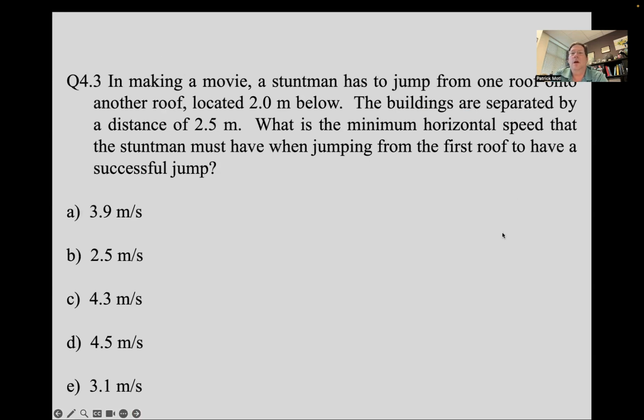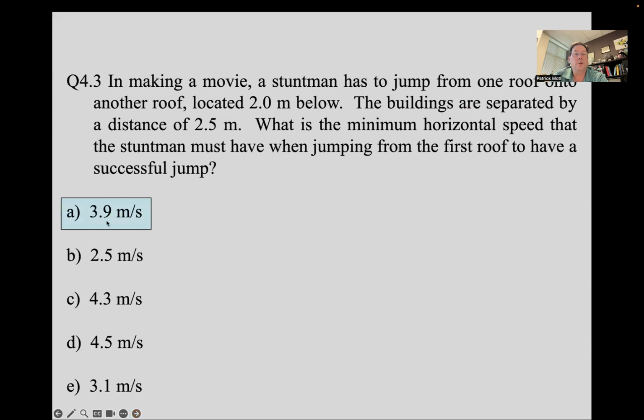A stuntman for a movie has to jump from one roof onto another roof located 2 meters below. And the buildings are separated by a distance of 2.5 meters. What is the minimum horizontal speed that the stuntman must have when jumping off the first roof to have a successful jump? So try to work that out, given what you know about the equations of kinematics, to see what that horizontal speed has to be. Confer with your physics friends about if you agree on what that answer is, and then when you're ready, unpause the video and we'll catch up together.